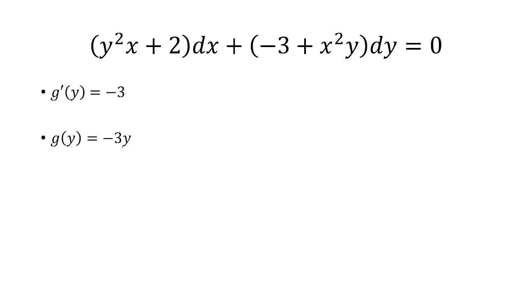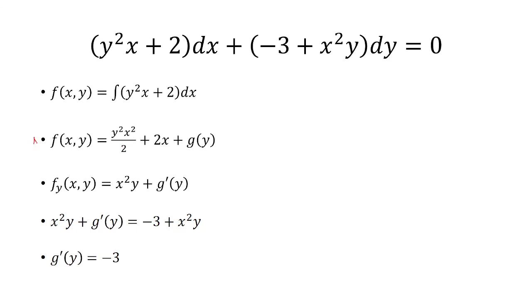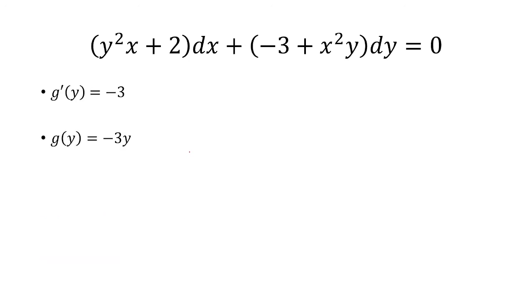So now I have to put it all together. Recall, this is my f of x, y. I needed to solve for g of y, and I just did. I solved for g of y to be negative 3y. So putting it all together, f of x, y is equal to y squared times x squared over 2 plus 2x minus 3y. And that is my solution.